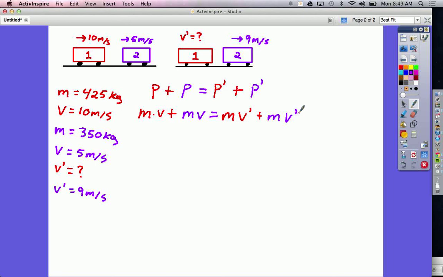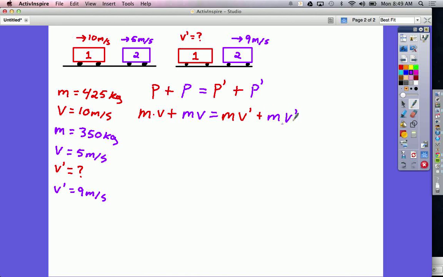What we're looking for is the velocity of the red car after the collision, so I'm looking for this term in my equation. I have all the other ones. I have both of the masses. I have both of the initial velocities and the final velocity of the purple car. So I can solve this. I just need to do a little algebra first.